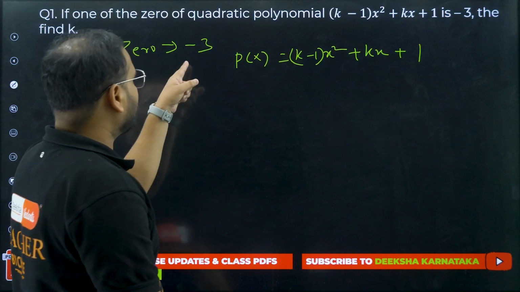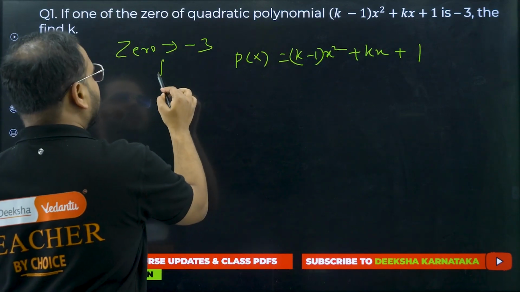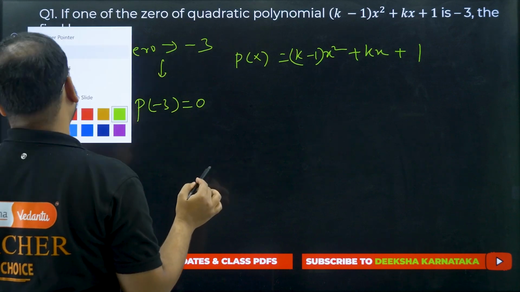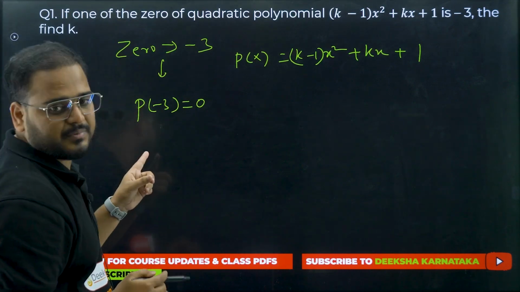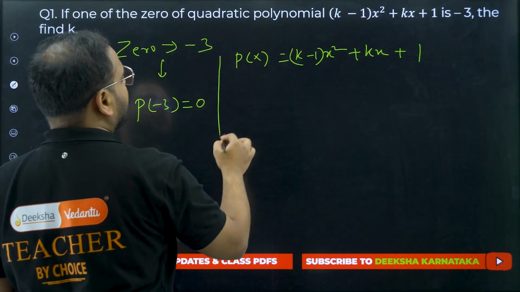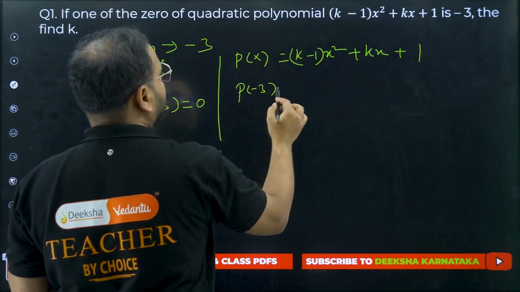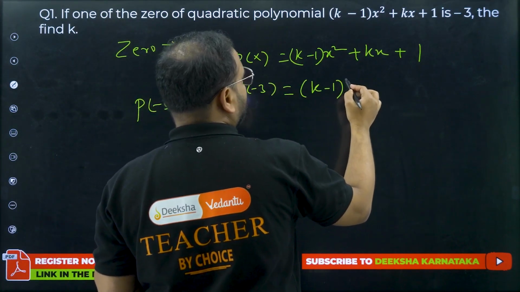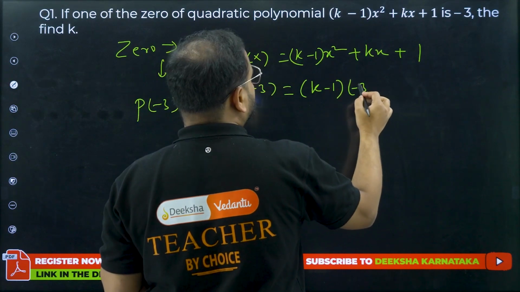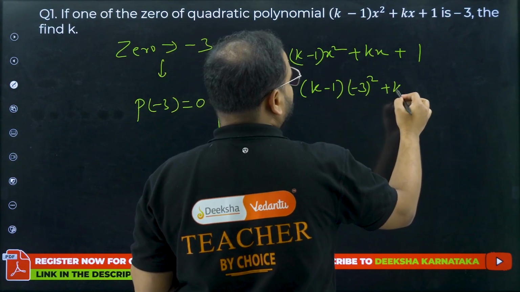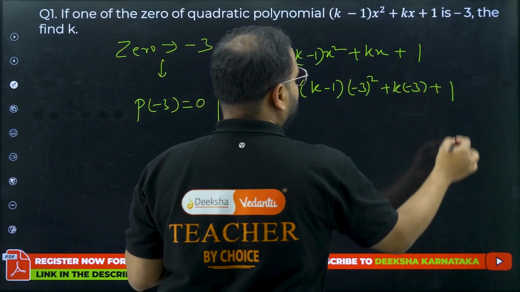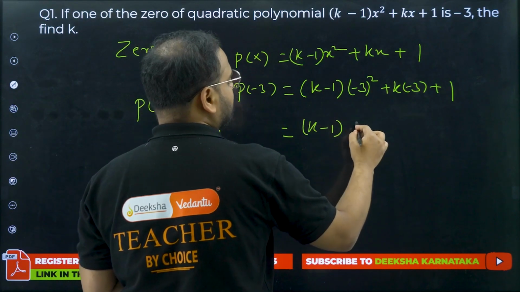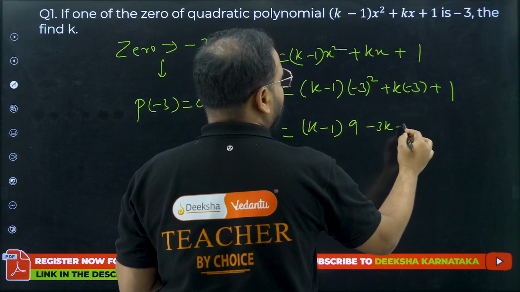We know that if minus 3 is a zero, it means very simple: p of minus 3 would be 0 only. So put it here. Find the value of p of minus 3 from here. Keep k as it is: (k minus 1) times (minus 3) the whole square plus k times minus 3 plus 1. Have a look: (k minus 1) times 9 minus 3k plus 1.